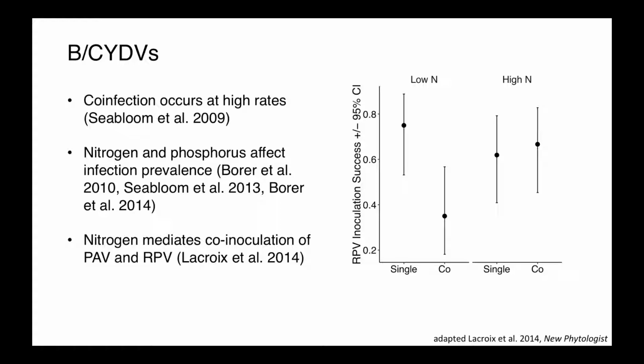And then the third finding, which is what I'm going to build off of in my research, is that nitrogen mediates co-inoculation of two of these viruses in this group. So this figure is showing these results, and one of the viruses' inoculation success is on the y-axis. And so when it is inoculated under high nitrogen conditions, it doesn't matter whether it's co-infection or single infection. But when it's inoculated with low nitrogen, then co-infection decreases inoculation success. So there might be some sort of competition going on in this situation.